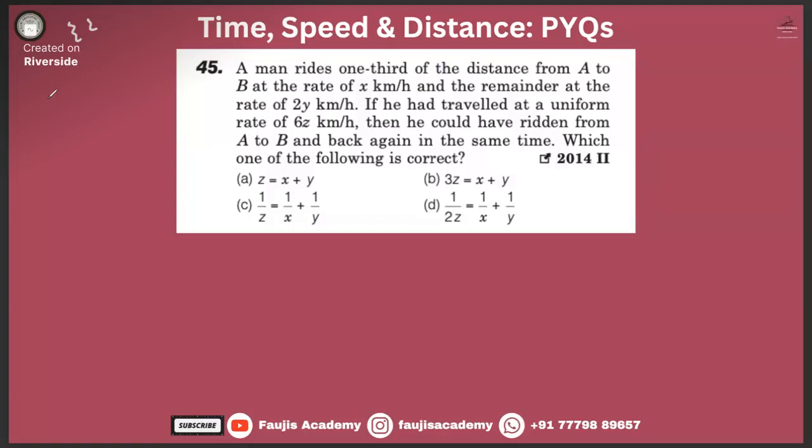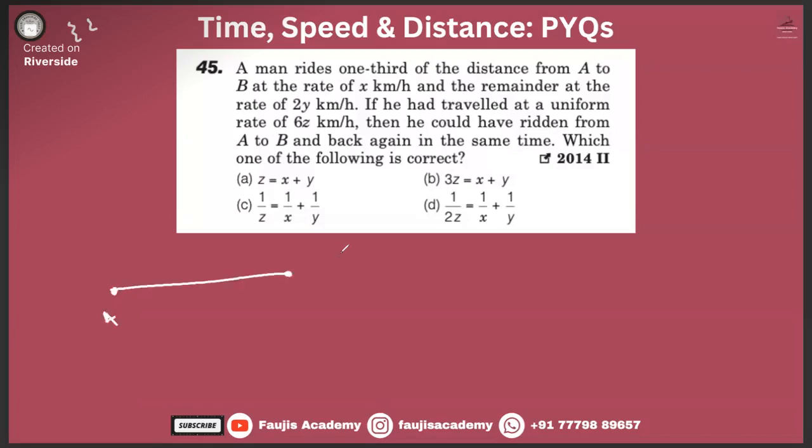So a man rides 1/3 of a distance from A to B at a rate of x kmph and the remainder at the rate of 2y kmph. If he had traveled at the uniform speed of 6z kmph, then he could have ridden from A to B and back again in the same time. Which one of the following is correct?